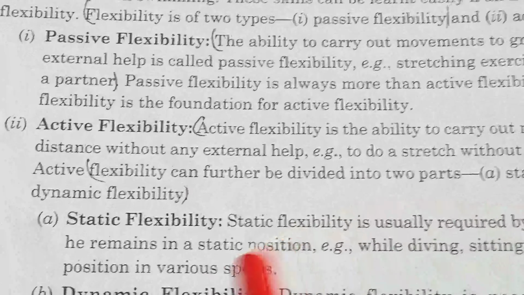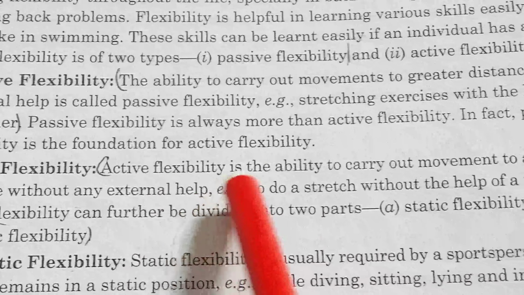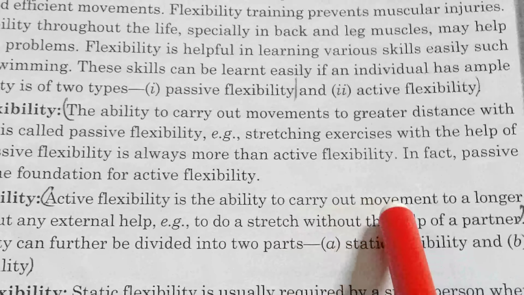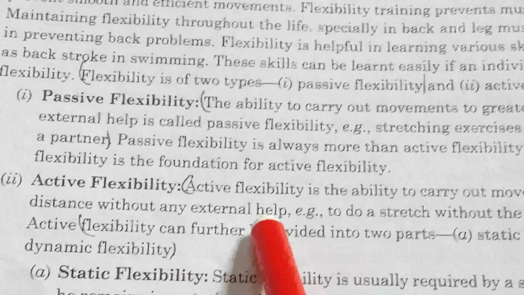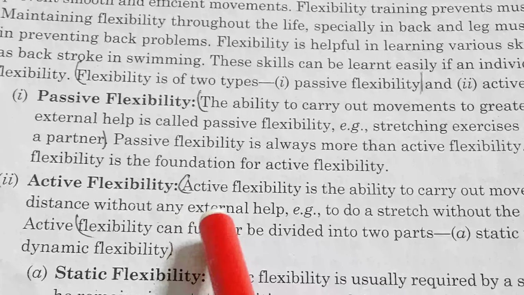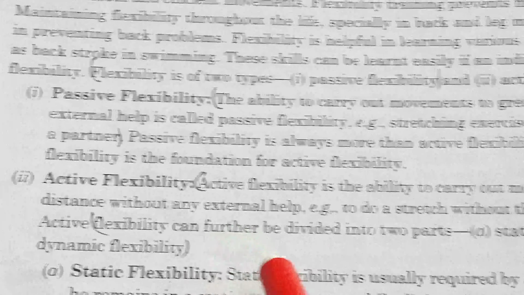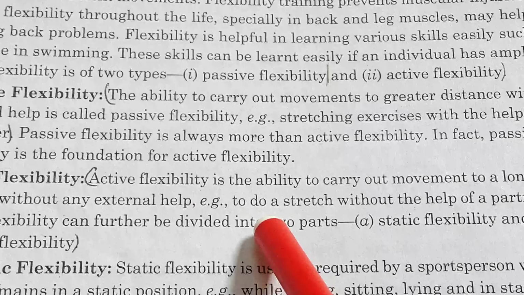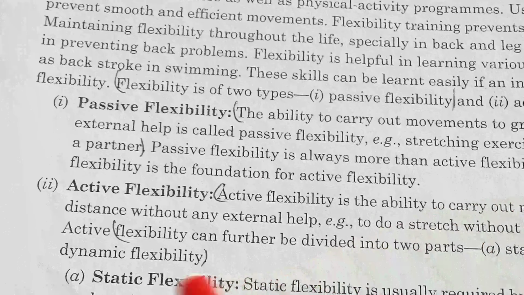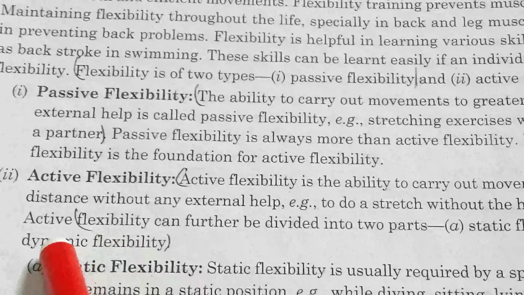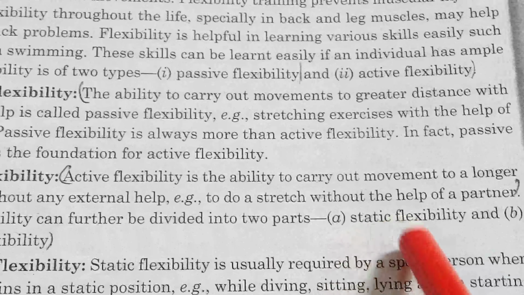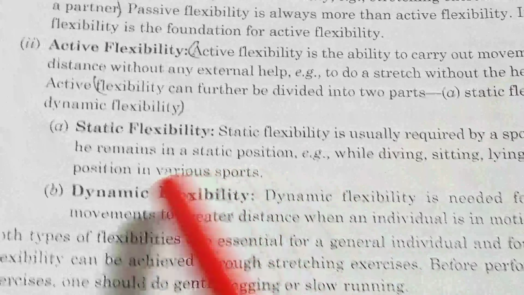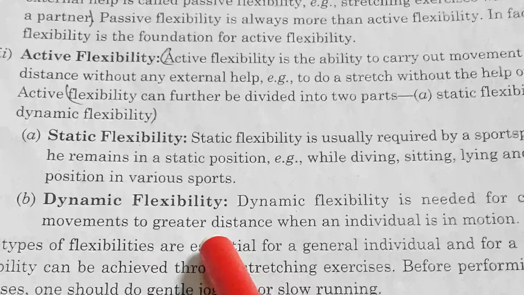Next, active flexibility. Active flexibility is the ability to carry out movement to a longer distance without any external help. So it is a kind of flexibility which is possible without any help, like doing a stretch without the help of a partner. That is active flexibility. Active flexibility can be further divided into two parts: static flexibility and dynamic flexibility. You have to learn the difference between static flexibility and dynamic flexibility.